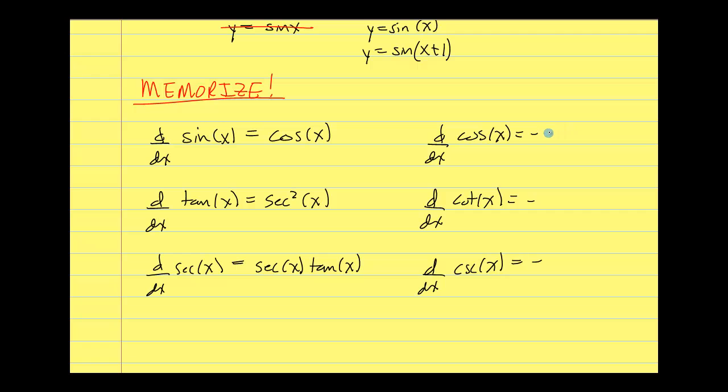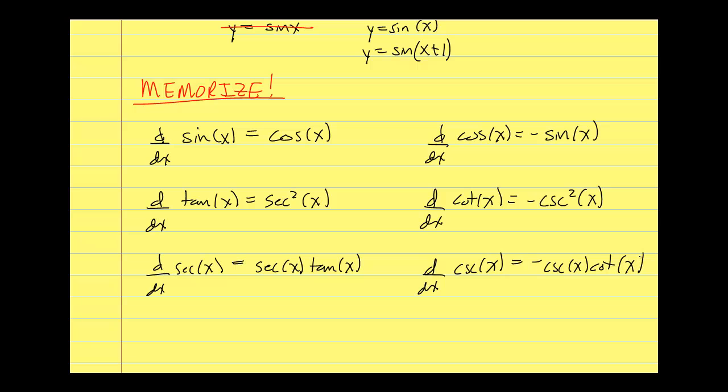So the derivative of cosine is negative sine of x. The derivative of cotangent of x is negative cosecant squared of x. The derivative of cosecant of x is negative cosecant x cotangent x.